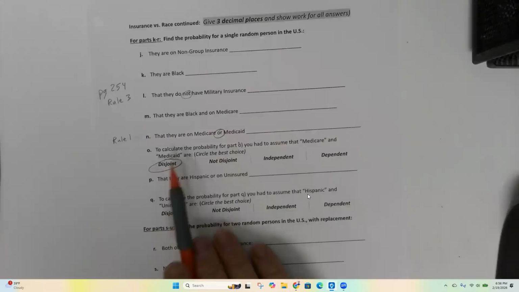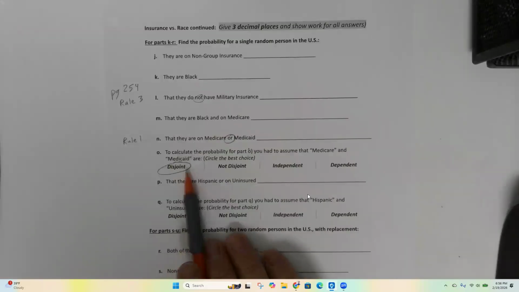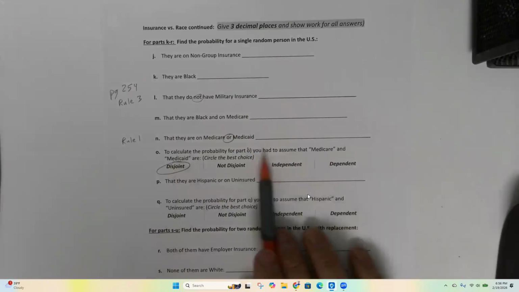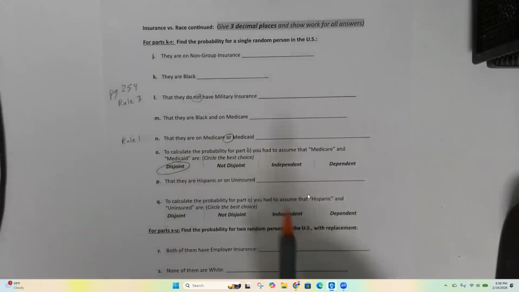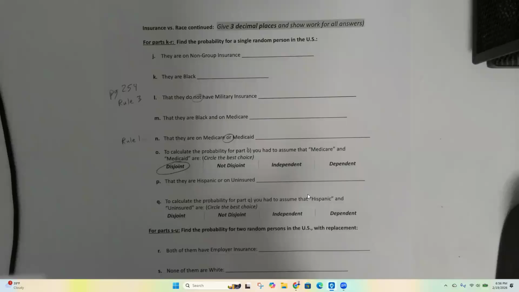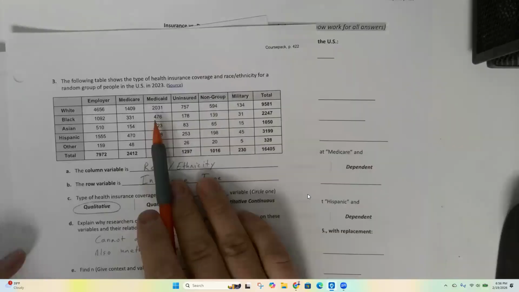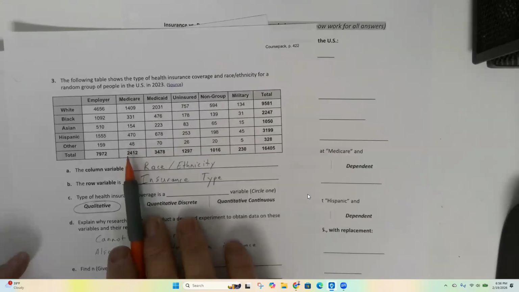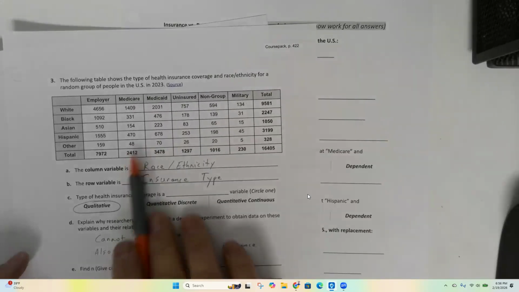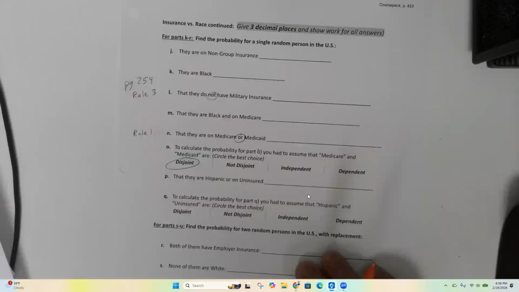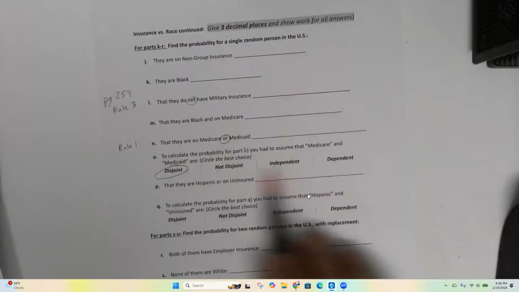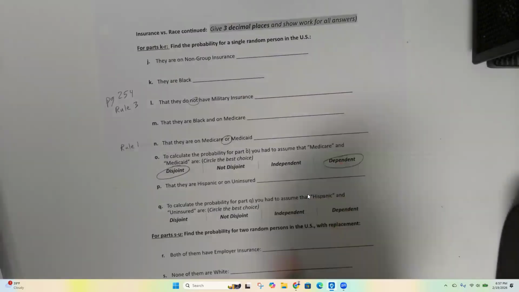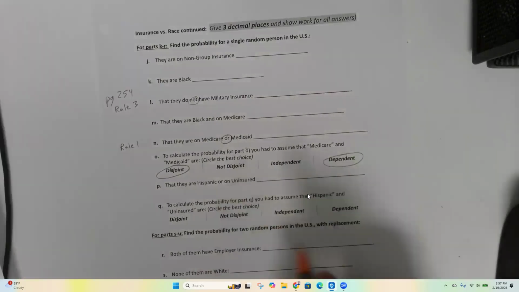I think Medicaid is for kids and Medicare is for elderly. Can you be on both? I don't think you can, or maybe you can, but at least in our table here, they can't. You are only counted once. If you're in both, you would only get counted in one of the columns. So they are disjoint, at least for this exercise. Independent or dependent: if they are disjoint, they're automatically dependent. You only need to circle one, but there you go.